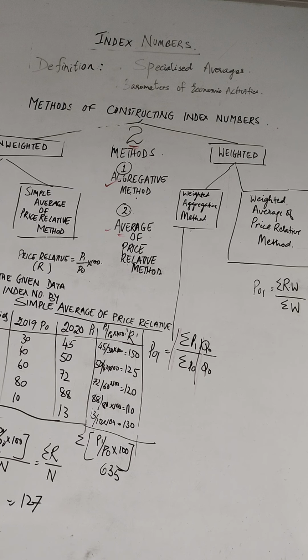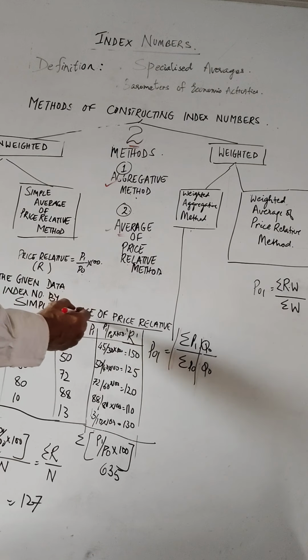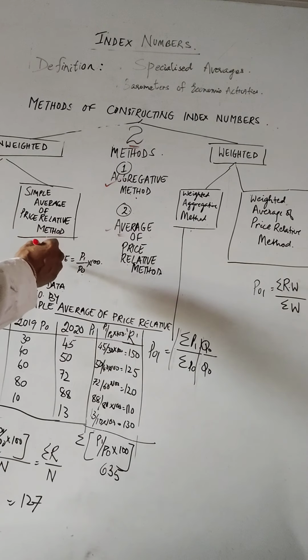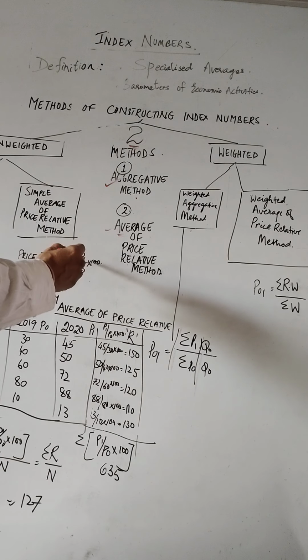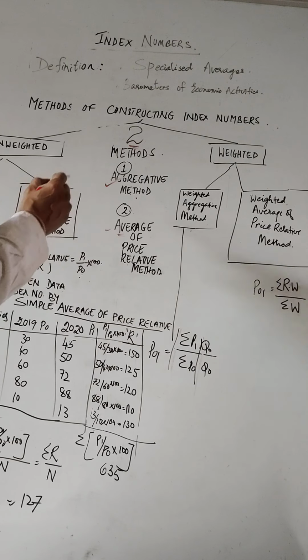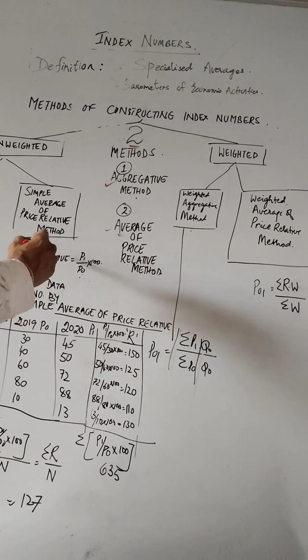Now having said that, let us come to the numerical. It's always better to understand anything with the help of an example. From the given data, construct an index number by the simple average of price relative method. So first let us know what the price relative is. Price relative we find out as price of the current year divided by price of the base year into 100. That becomes your price relative, and we denote it as capital R.